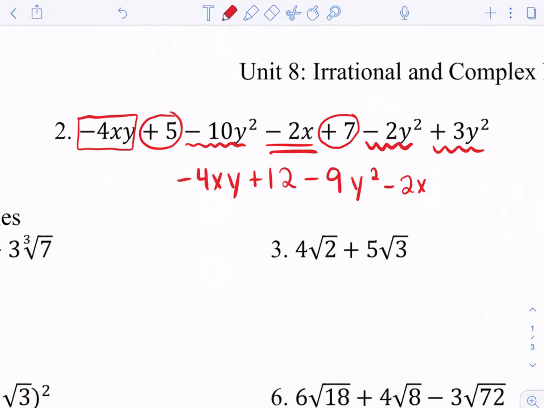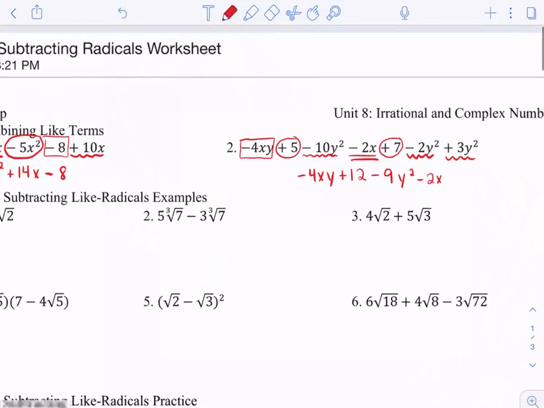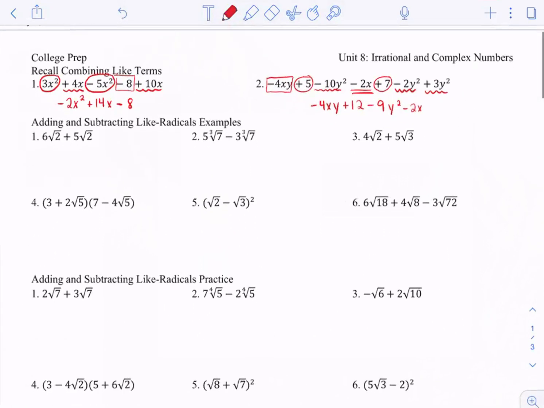So again, notice I could have more than one like term. Here's a y squared, here's a y squared, and here's another y squared. I almost didn't catch that. See, mistakes can happen, but as long as you catch it, then you should be okay. So that's our answer for combining like terms there.